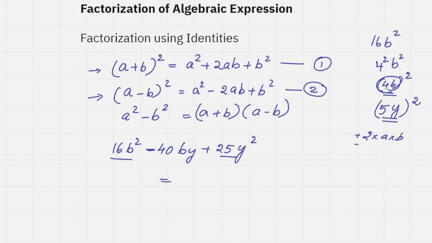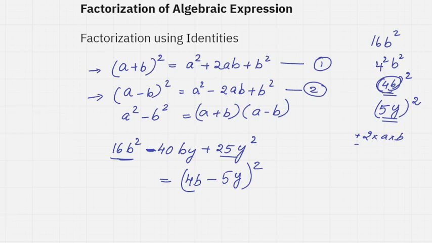So a is nothing but the square root of the first term. Square root of 16b square is 4b, and the symbol we will take as minus because 2ab is having a negative symbol. The second term will be the square root of 25y square, that is 5y, the whole square. So your answer is going to become 4b minus 5y the whole square. Let's see another example.